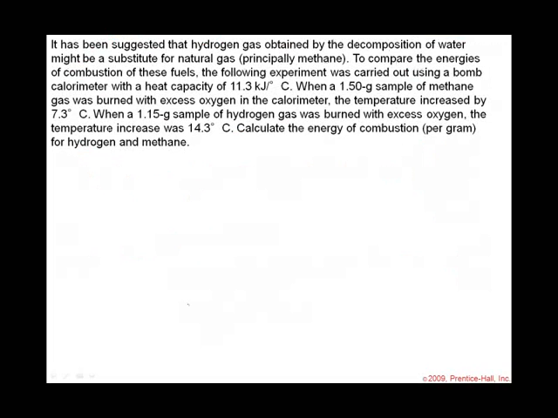Alright, it's been suggested that hydrogen gas obtained by the decomposition of water might be a substitute for natural gas. To compare the energies of combustion of these fuels, the following experiment was carried out using a bomb calorimeter. So for a bomb calorimeter, it's not going to be Q equals M times C times change in T. It's going to be C times change in T. Okay? So to compare the energies of these, the heat capacity is 11.3 kilojoules per degree C. We have a 1.5 gram sample of methane. When burned with excess oxygen, temperature increased by 7.3.